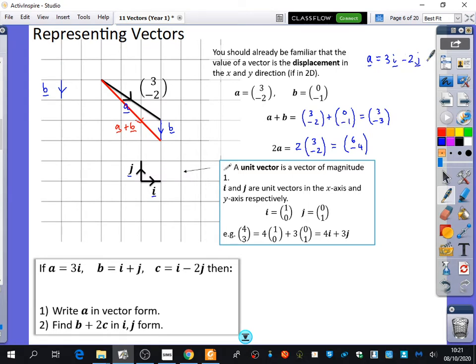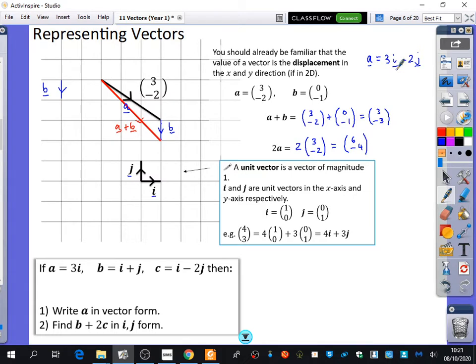People get confused about what these actually mean. All they're saying is you're going 3 spaces to the right and 2 spaces down. It's just expressing it in a different way. i is x-axis, j is y-axis. And they represent one movement in that direction. That's why they're underlined, because they actually are vectors that are telling you how to move.